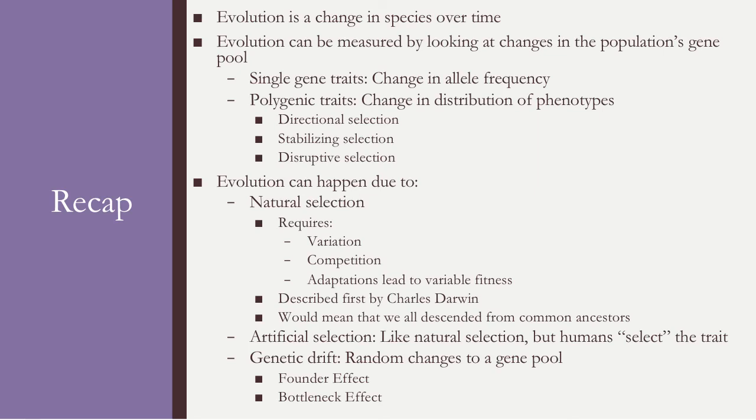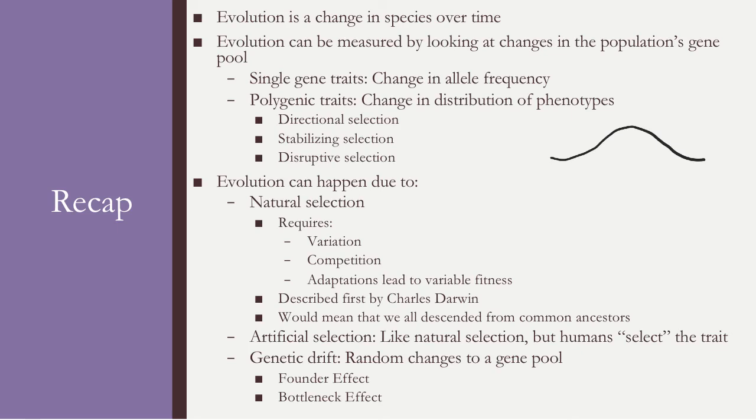So, quick overview. When it comes to evolution, our definition here is a change in species over time. We know that we can measure it in terms of their genetics. And so to measure evolution, we look at either single gene traits or polygenic traits. Single gene traits, if you have a change in allele frequency, then that means that evolution has occurred. In traits that are polygenic, that is, you have a whole range of phenotypes, most of them tend to be in the middle in this normal distribution. If that curve moves at all, then that's evolution.